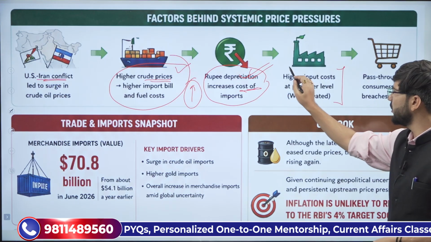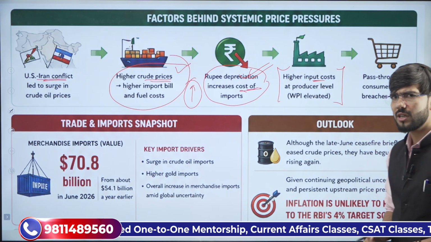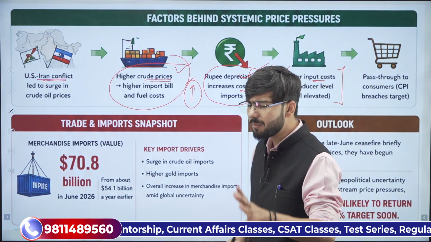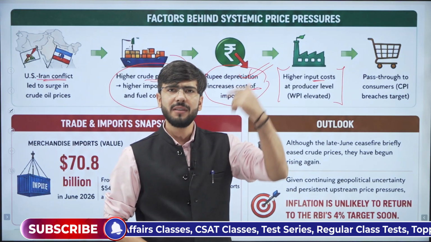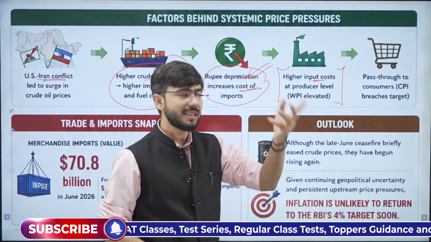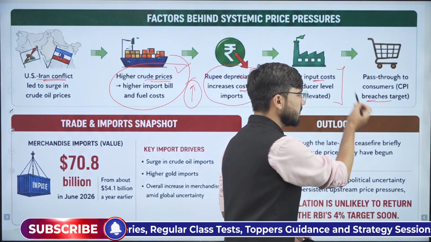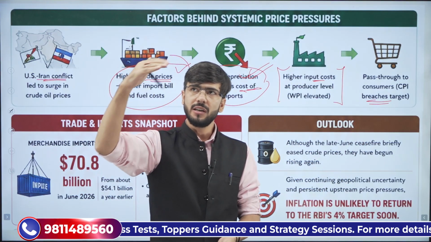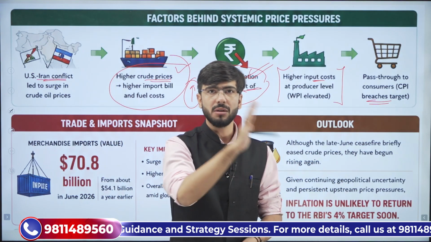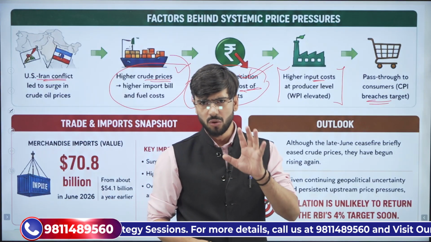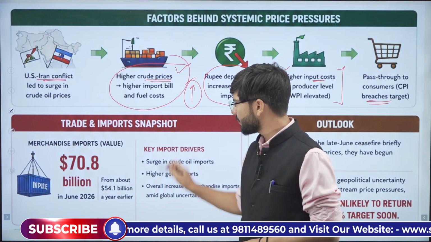Further, due to the higher input cost at producer level, this will lead to higher prices at wholesale level, which further will lead to higher prices at consumer level also. That is how the inflation from top level goes on to the bottom level and reaches the consumer. Do you understand?